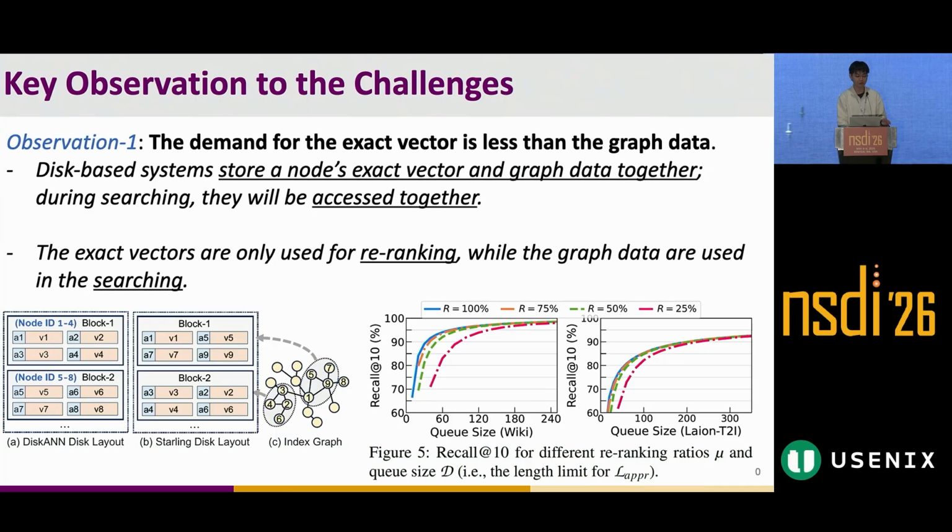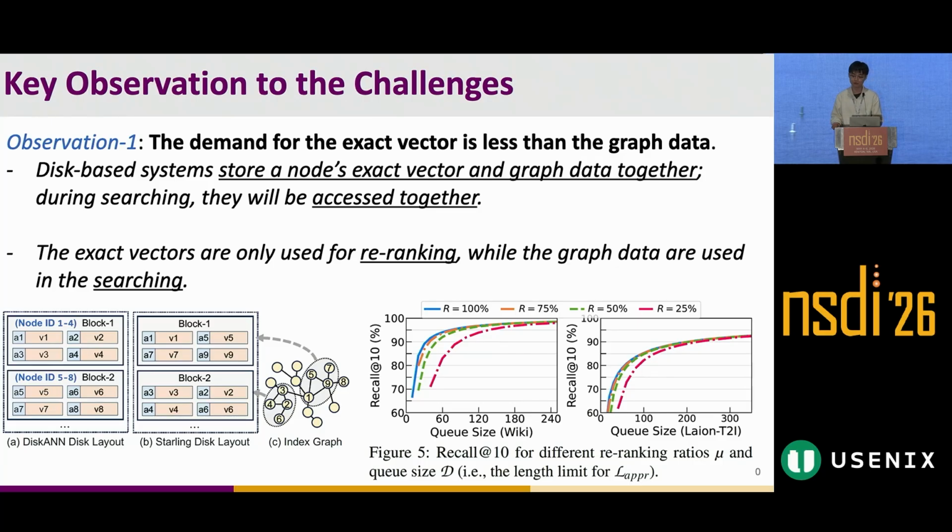So we make several observations based on these challenges to propose our system design. The first is that the demand for the exact vectors is less than for the graph data. Disk-based systems store the node's exact vector and graph data together on the same disk page, so during searching, both are accessed together within one disk access. However, the exact vectors are only used for the final re-ranking, and the graph data are only used during the searching. So the demands for the exact vectors and the graph data are not the same.